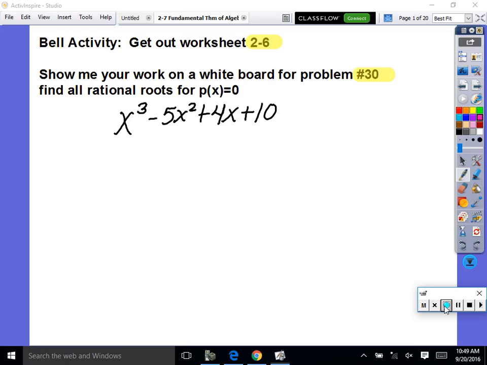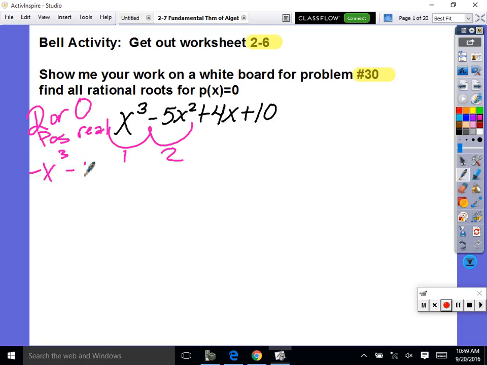Okay, so first I wanted to know what I should try. So I did the 1, 2. There's 2 sign changes, so there could be 1 or 2 or 0 positive real solutions. And then if I switch the signs, it would be negative x to the third minus 5x squared minus 4x plus 10. And there's only one sign change. So there's 1 negative real solution.